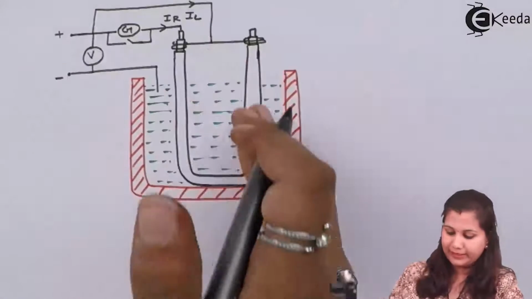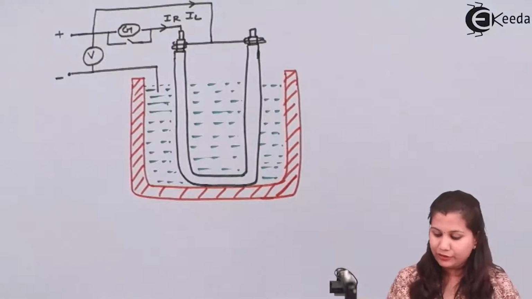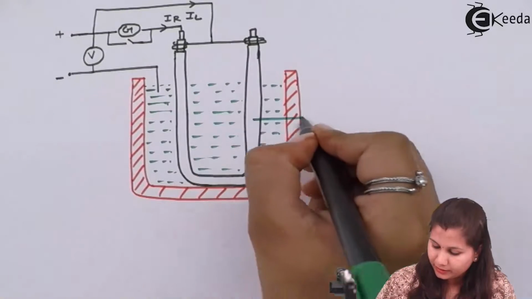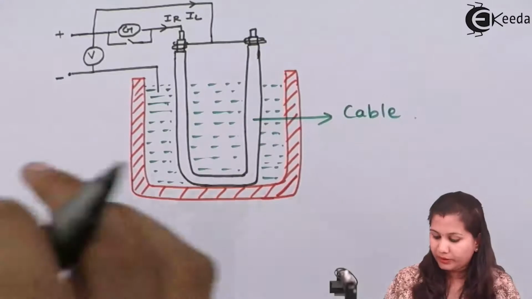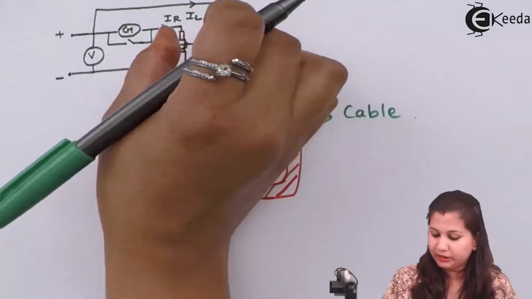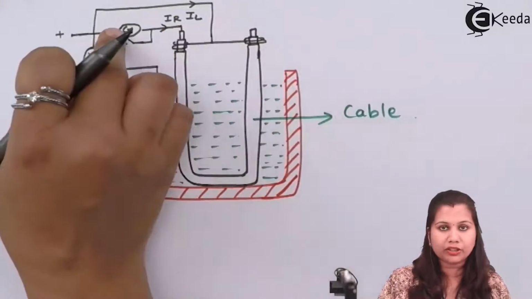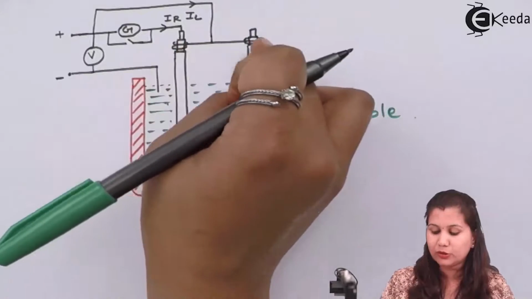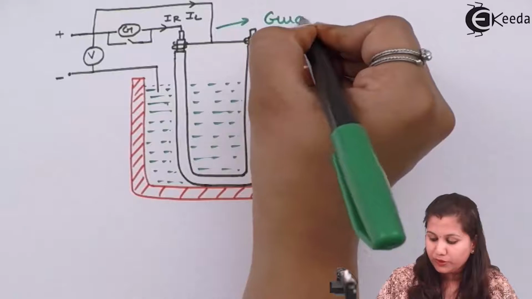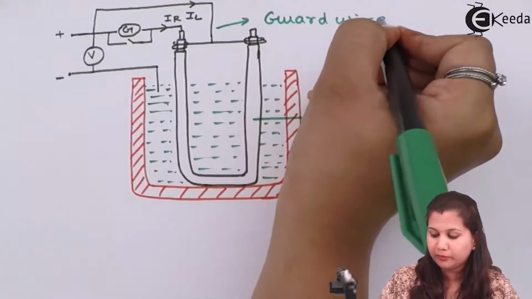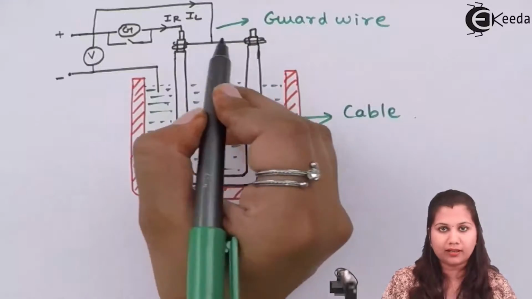Now this is the metallic sheath which is immersed in the water. This cable is not having a metallic sheath over it, so this is the complete cable. In this cable we have the insulating material, and inside that we have the conductor. We are measuring the resistance of the conductor, and leakage current is produced in the insulating material. This is the guard wire which is wound around the insulating material, so that the leakage currents produced will be bypassed through this guard wire.